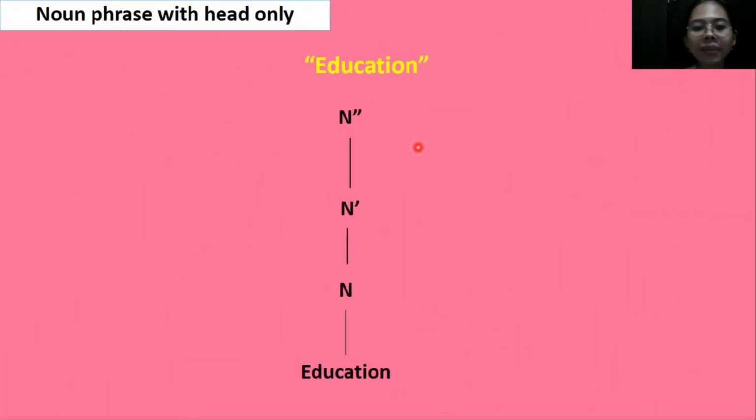And because this phrase contains a determiner, the determiner expands N-bar into N-double-bar. Now the fourth example deals with the noun phrase that consists only of a head. It means that there are no modifiers within the phrase itself. For example, the word "education" is a noun phrase, and its tree diagram will be like this illustration: N-double-bar turns into N-bar, which turns into N, until we get the head of this phrase, education.